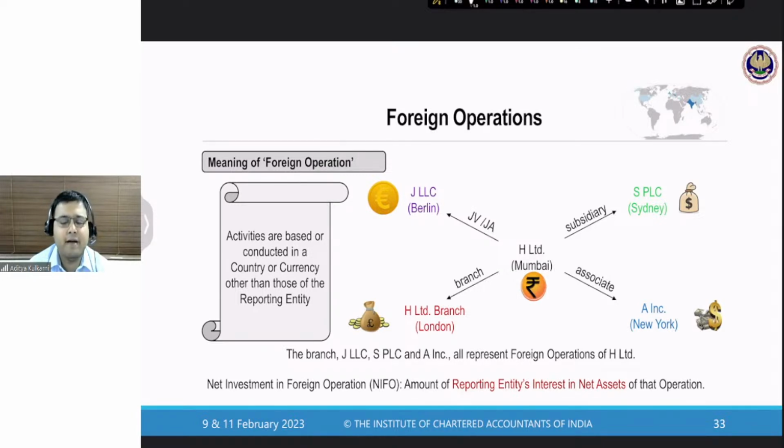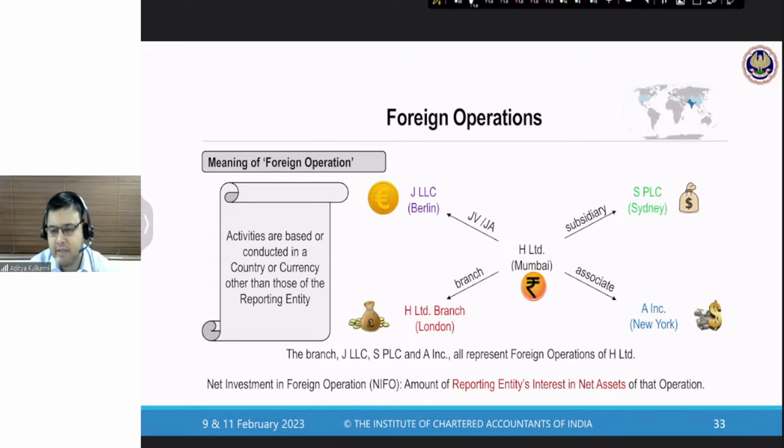If I have to prepare the consolidated balance sheet of H Limited, which I have to because I have a subsidiary as well, then I extract the trial balance of SPLC, which is my Australian subsidiary. That will have its figures coming in Australian dollars. Therefore, I will have to convert it to INR. The same applies for JLLC and the same applies for AINC.